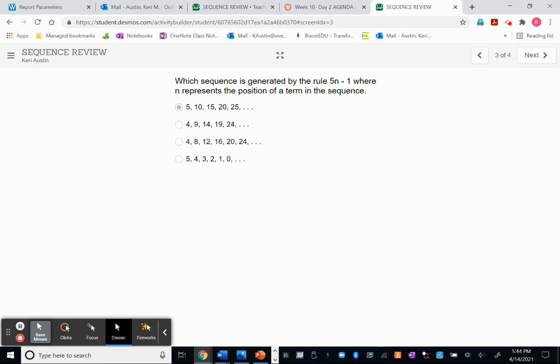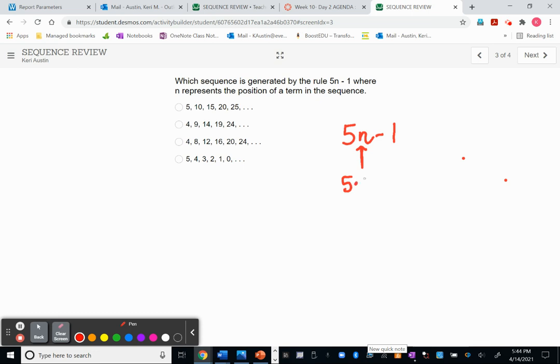Which sequence is generated by the rule 5n minus 1, where n represents the position of a term in the sequence? So basically, we just have to plug numbers in again. So I'm going to write this down, 5n minus 1. If I put a 1 in for the first term, 5 times 1 minus 1, that's 5 minus 1, which is 4. Okay, now I know that this isn't right and this isn't right.